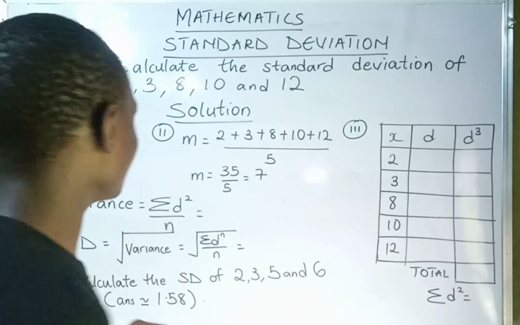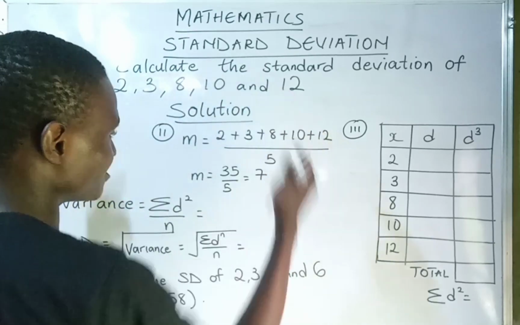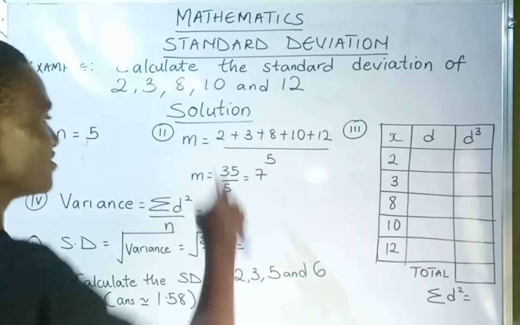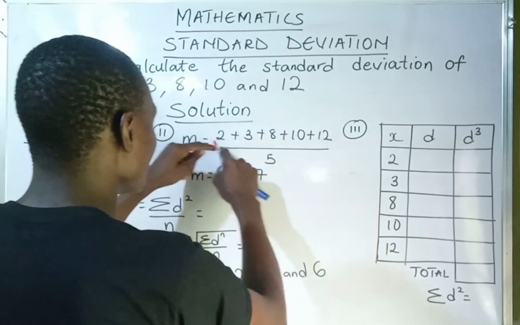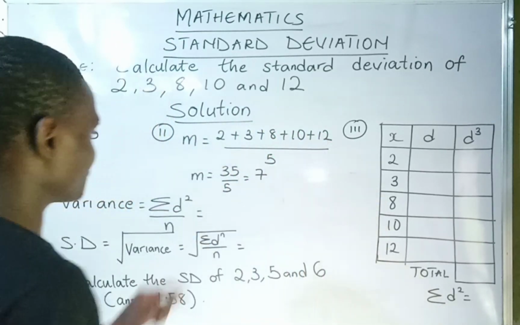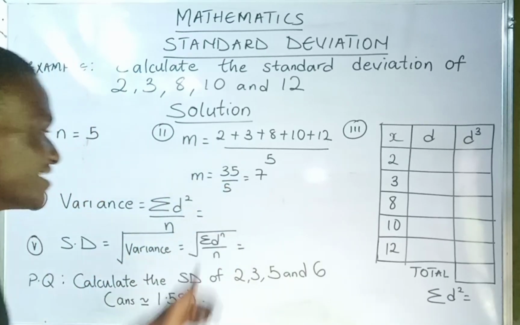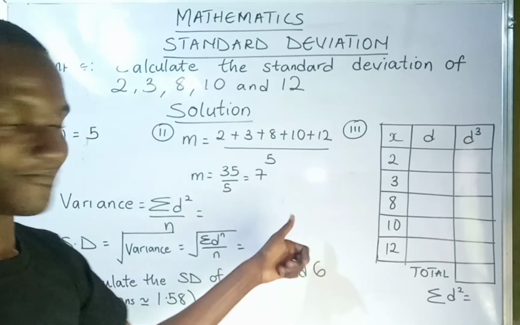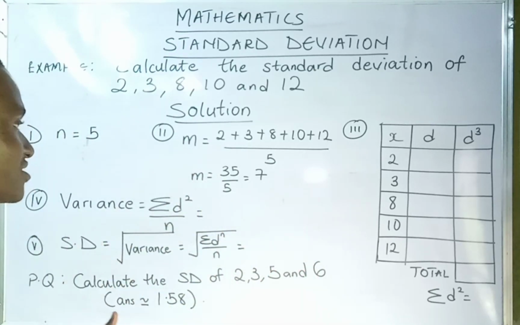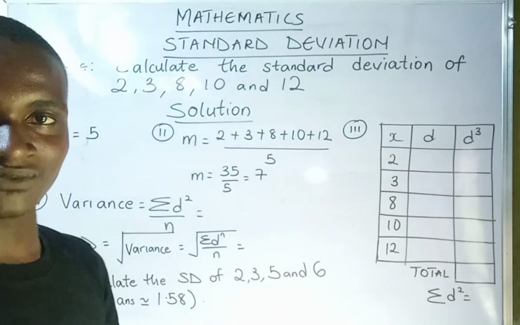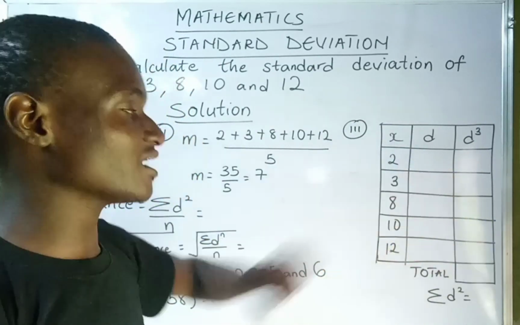And how do we do that? You want to add all the numbers together and divide it by how many numbers you have, which is 5. So 2 plus 3 plus 8 plus 10 plus 12, all divided by 5. The final answer is 35 divided by 5, and that is 7. This is our mean. Now that you have done the first step and the second step, the third step is to construct the table. We want to construct a table of deviation that looks like this.